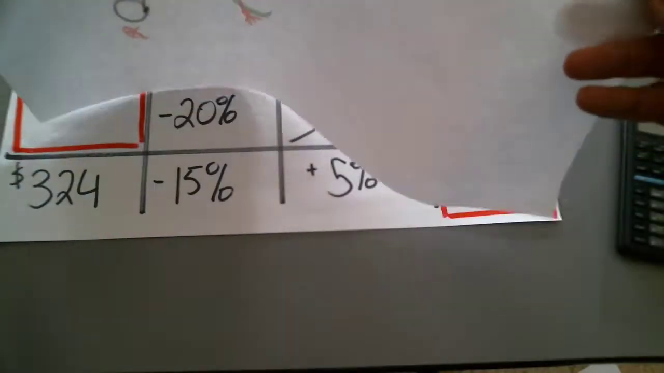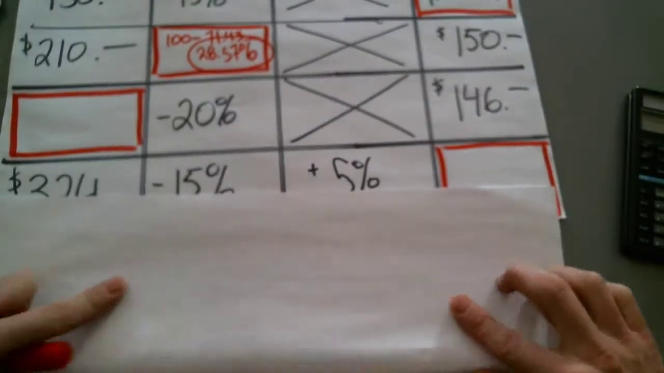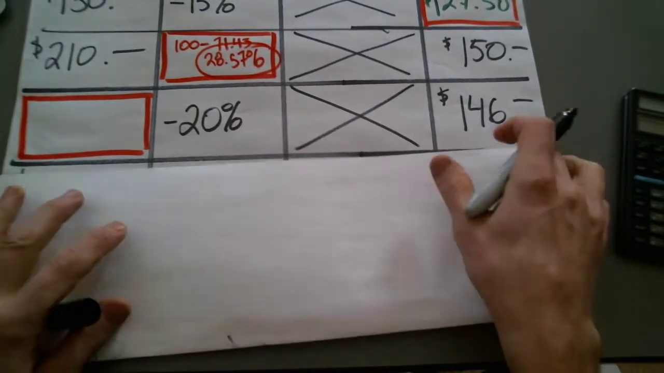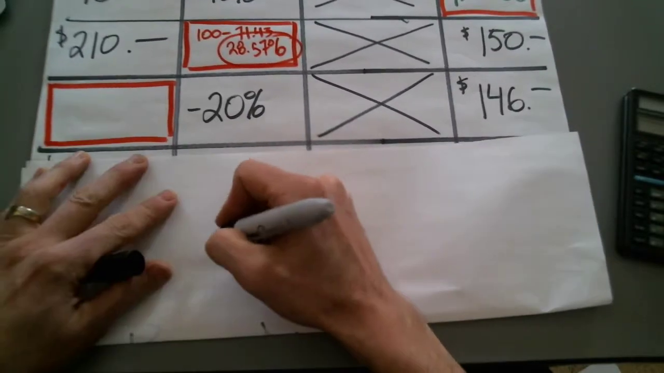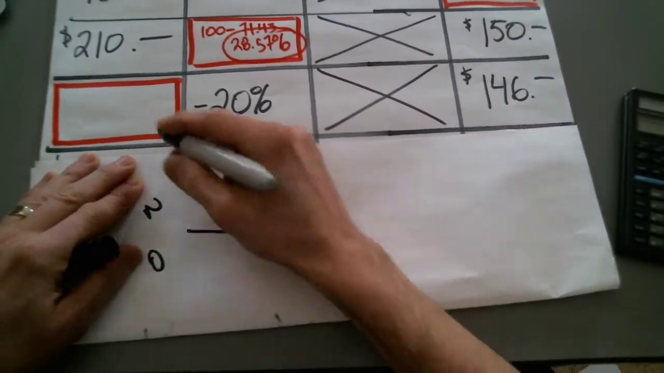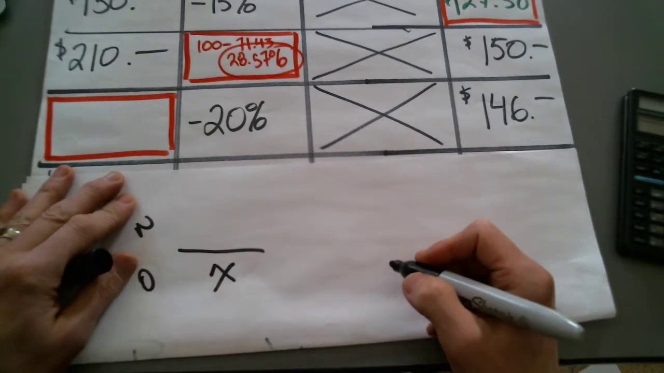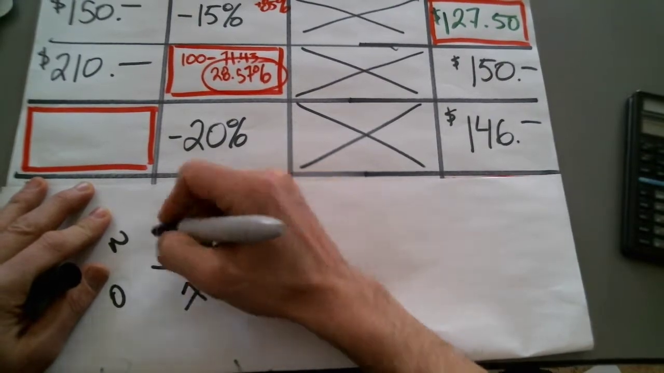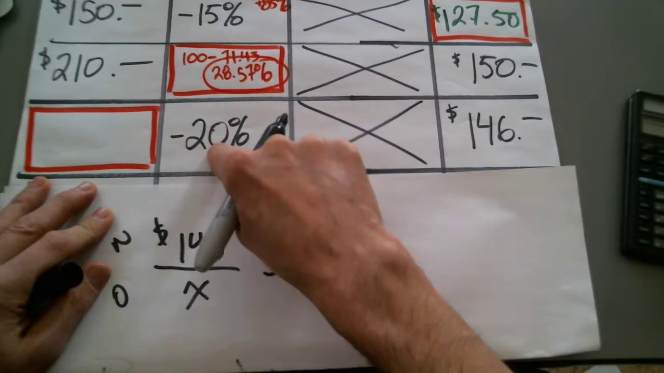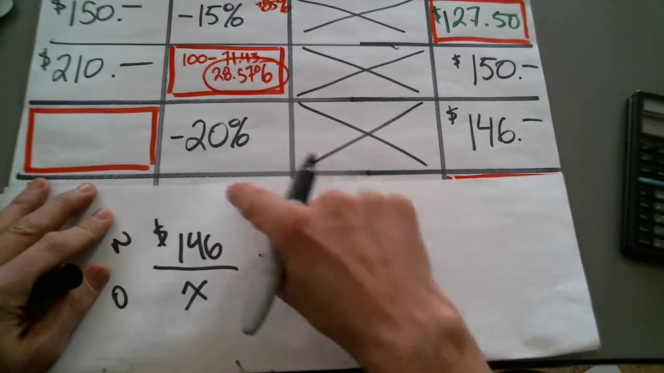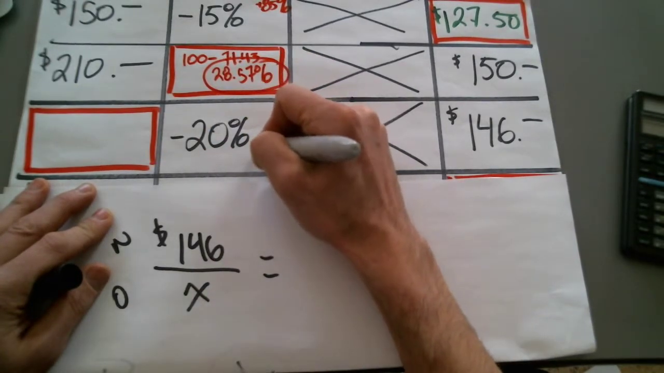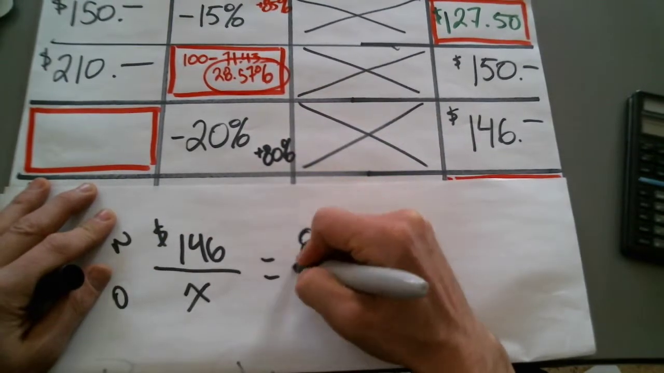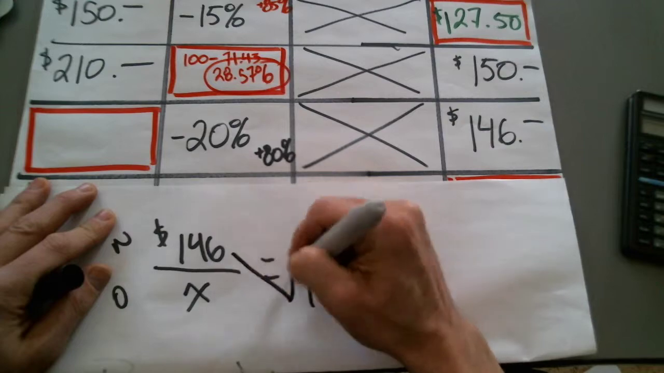We got two more to do, and then I'm going to let you loose. Do the ones you understand, okay? So in this one, what do I know? I'm trying to find out the original price. So here's my new and my original. I don't know my original, so we're going to put an X. I know my final price that I paid was $146. I know my discount that I received was 20%. So how much did I pay? I paid 80%, so that's going to be 80 over 100. Cross multiply, divide.